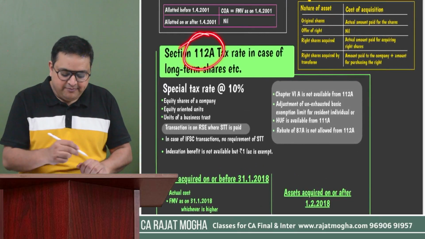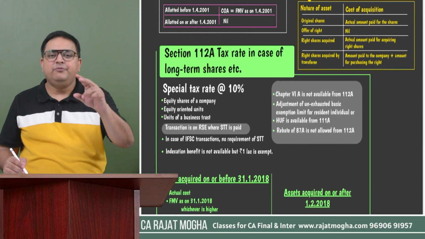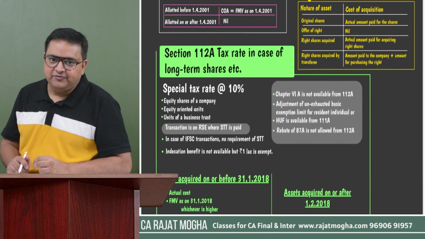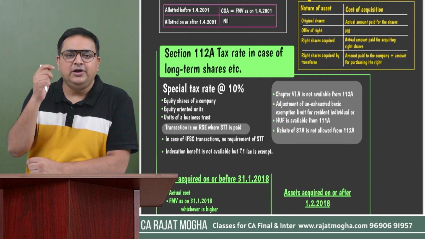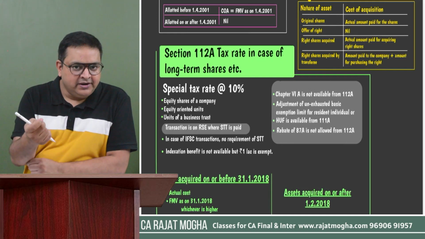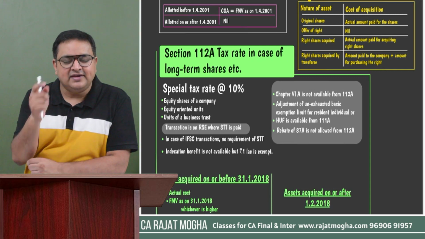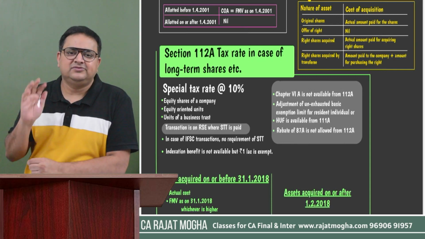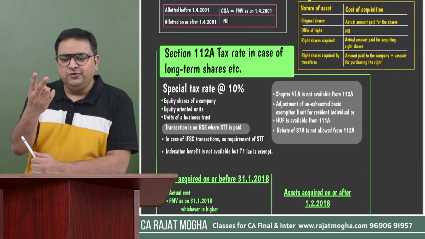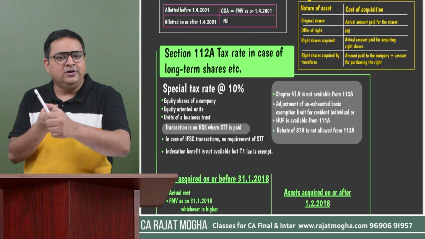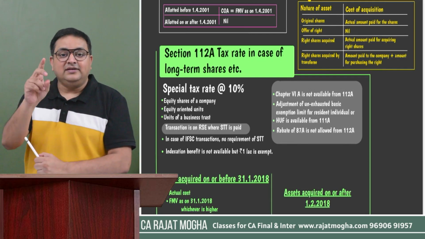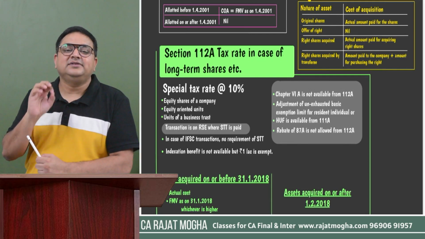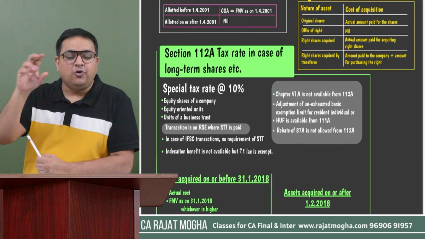Okay. Very important: 112A. There are 2 or 3 points you should remember about 112A. First of all, 112A is applicable only on equity shares, equity oriented units, and units of business trust. But units of business trust is not in your course. So for you, it is equity shares and equity oriented units. Second thing is that the rate of tax is 10% over and above 1 lakh.